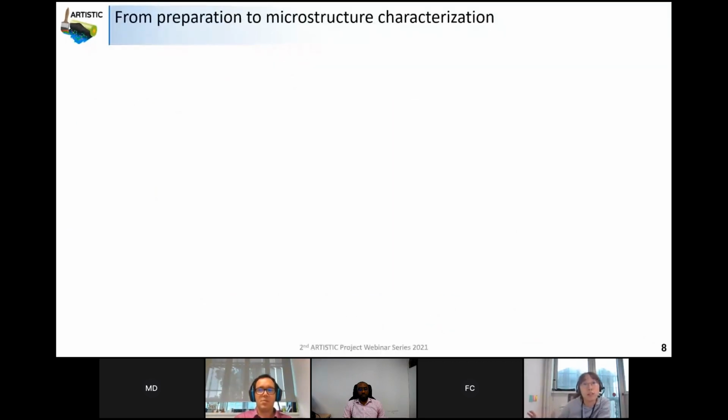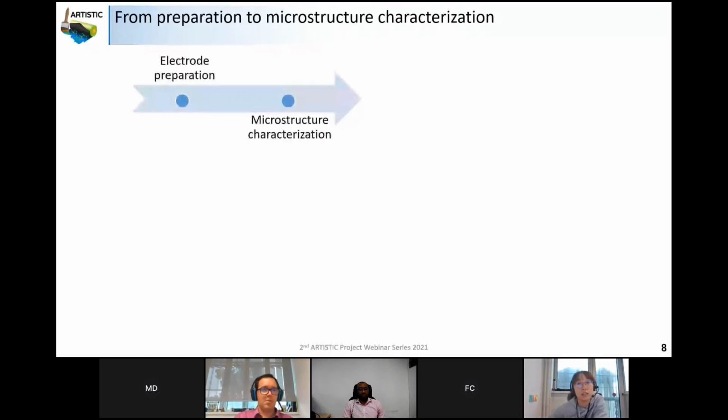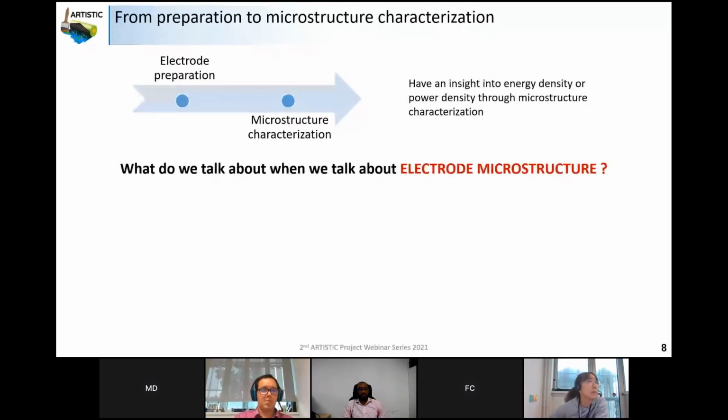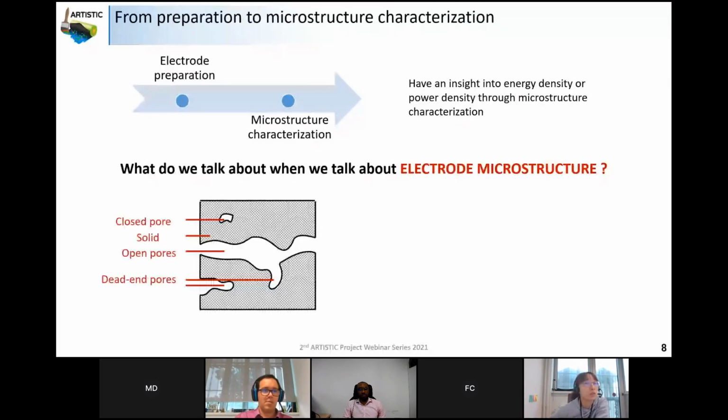After electrode preparation, the microstructure of the electrode is characterized to get an idea about the energy density and power density. When we talk about the electrode microstructure, what do we talk about? Usually we focus on the pore structure.